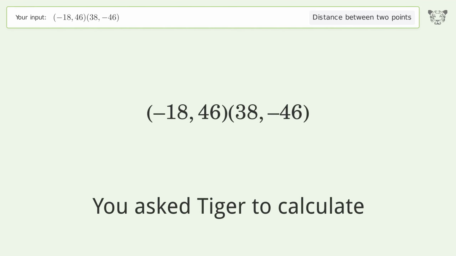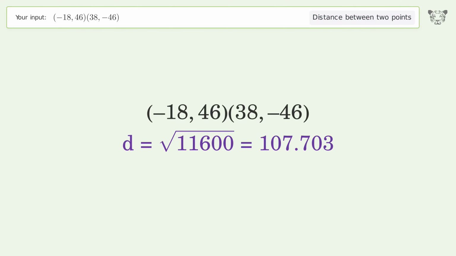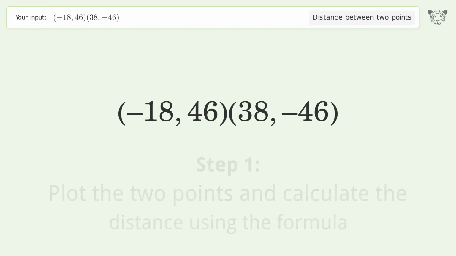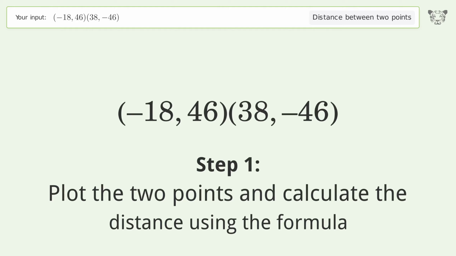You ask Tiger to calculate. This deals with the distance between 2 points. The distance between the 2 points is the square root of 11,600 or 107.703. Let's solve it step by step. Plot the 2 points and calculate the distance using the formula.